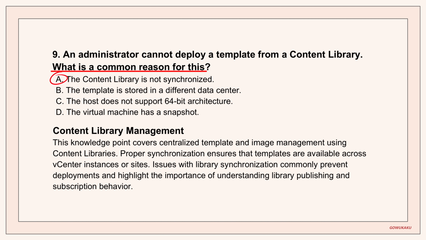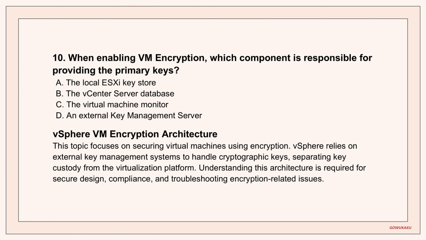Content libraries are designed to get templates out to multiple locations, but the system needs to verify them first. If the sync process has failed or it's incomplete, the system can't verify the integrity of the source item. It acts as a hard blocker. So the library might look okay on the surface, but it's really protecting itself from deploying a corrupt image. Exactly right.